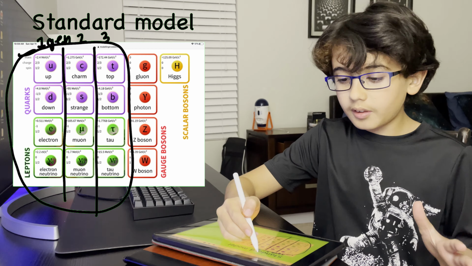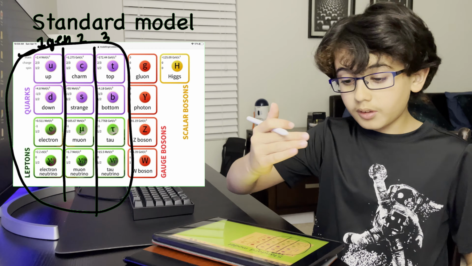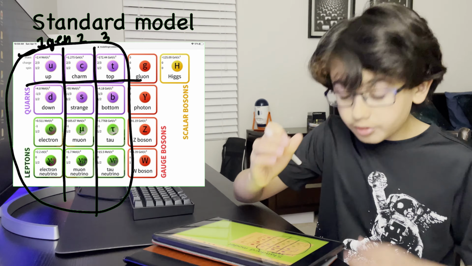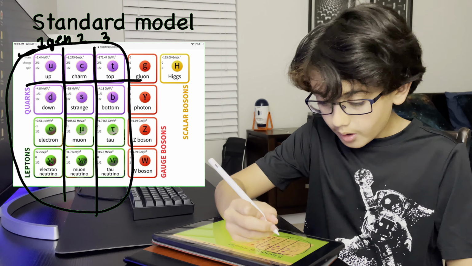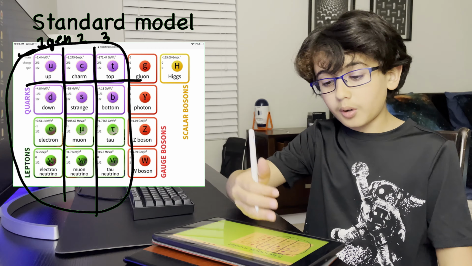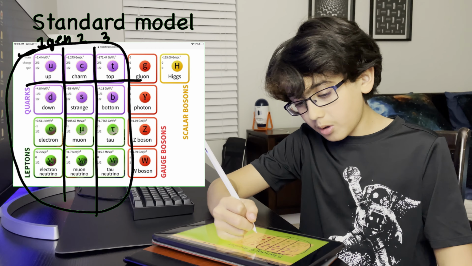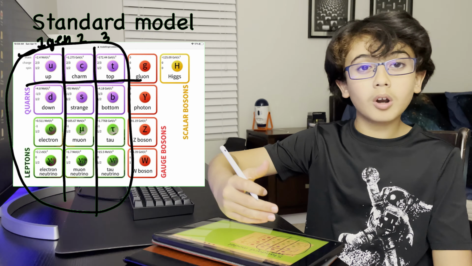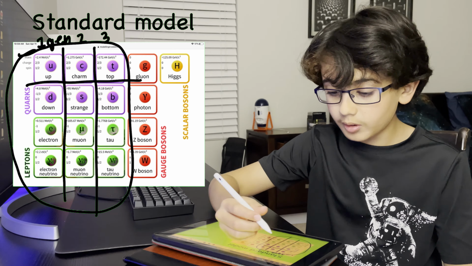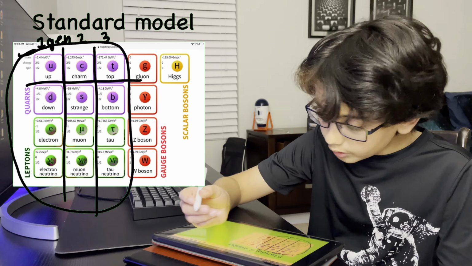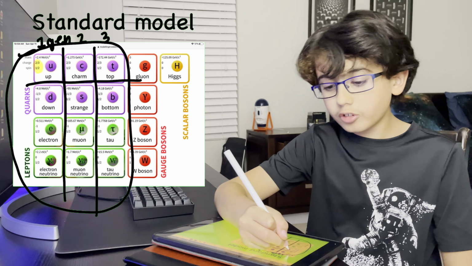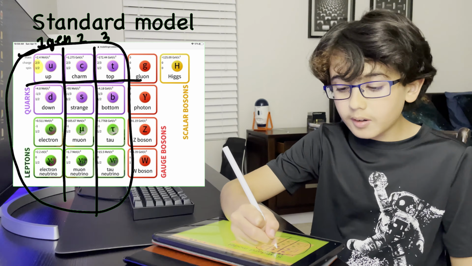Basically, the idea of each generation is that for each particle, let's take the up quark for example, the second and third generation particles that are in the same row as the up quark are basically copies of the up quark, but just heavier and less stable. If you look here, you notice that the charge and the spin are the same, so they're the same particle. They maintain the same properties.